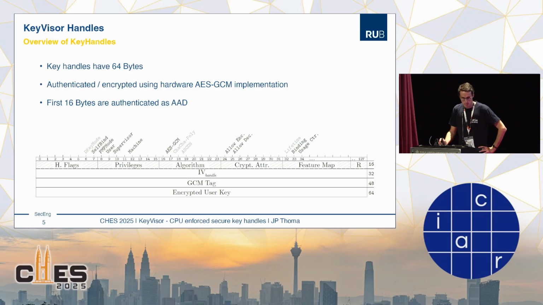Then the next 16 bytes are the initialization vector for the handle encryption. This is essentially a unique number that will also be used later as the identifier for the handle. Then we have the GCM tag, which provides authenticity for the flags. And finally, we have the encrypted user key, and this user key is what is used to encrypt the data that you want to encrypt, and it's protected by the CPU internal visor key.